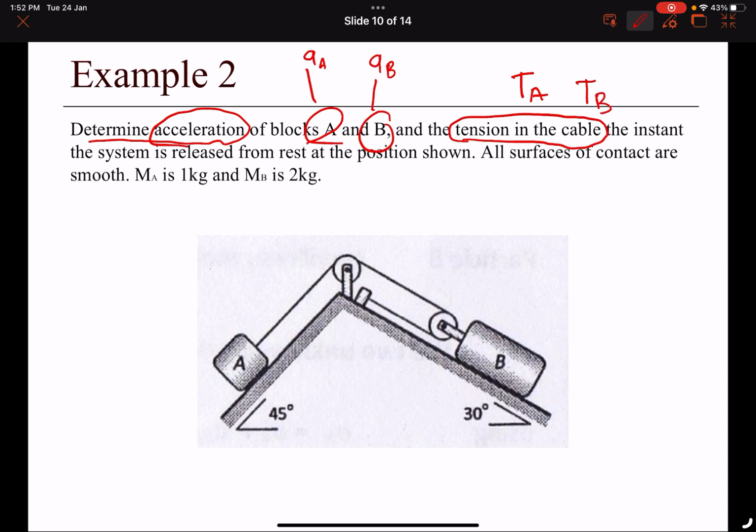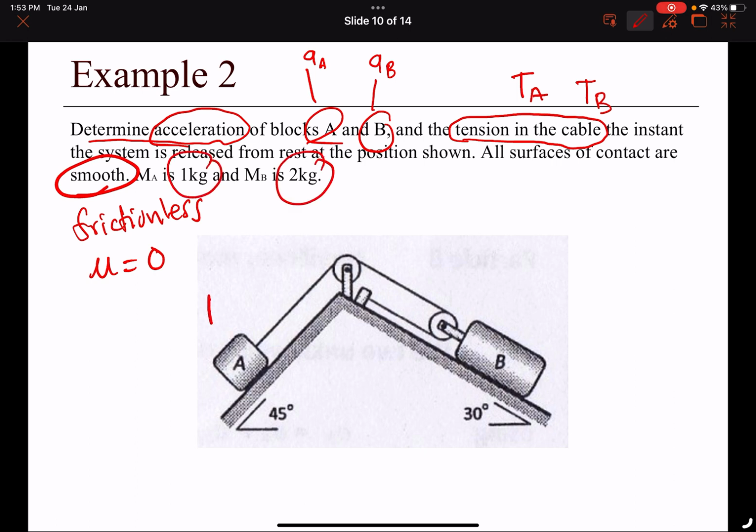The instant the system is released from rest at the position shown, all surfaces of contact are smooth. Smooth means that there is no friction. Frictionless, so the mu will always be 0. So this is the information that you have to understand, and other information is the weight. This one is 1 kg, this one is 2 kg. So this is the available information.